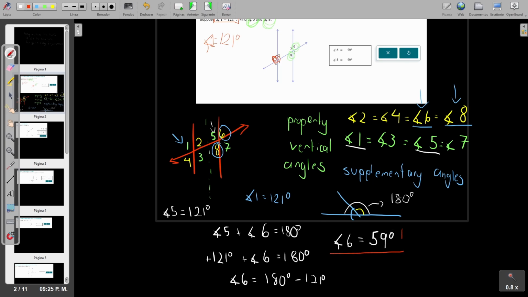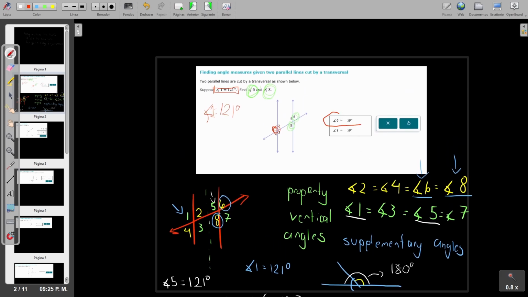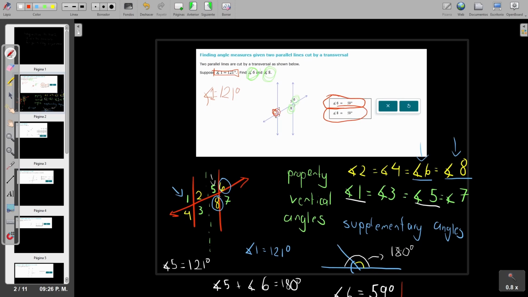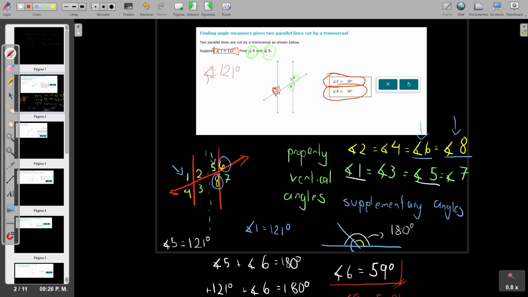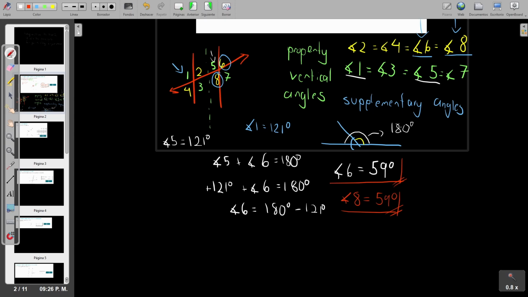So we have solved it, we know that angle number 6 is 59 degrees. We know that angle 6 is the same as angle 8, so we can also put that angle 8 equals 59 degrees. So this is the final answer. As you can see, angle 6 equals 59 degrees and angle 8 equals 59 degrees. Okay, I'm going to be putting this way so you can have a better look. Now I'm going to be going to the next problem.